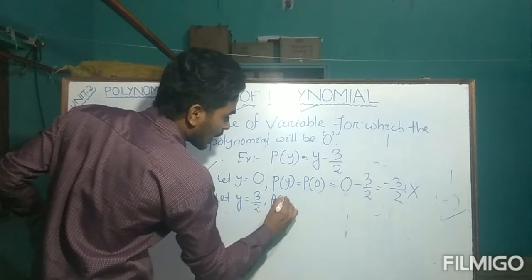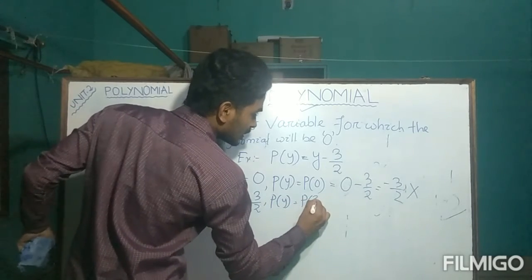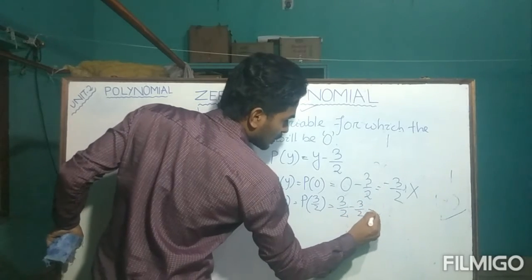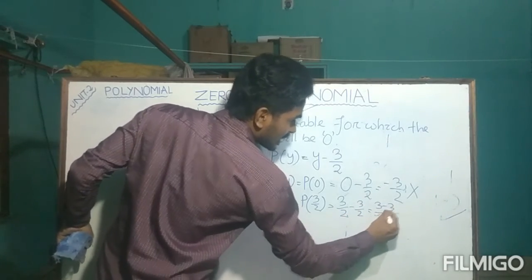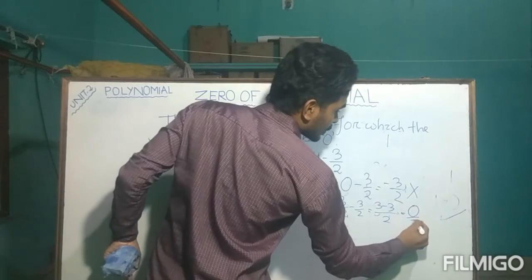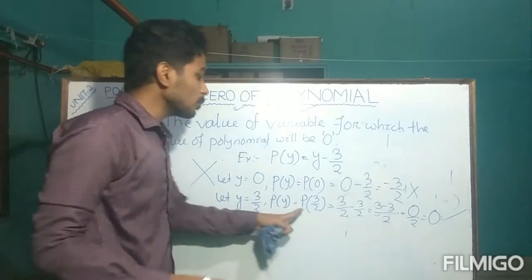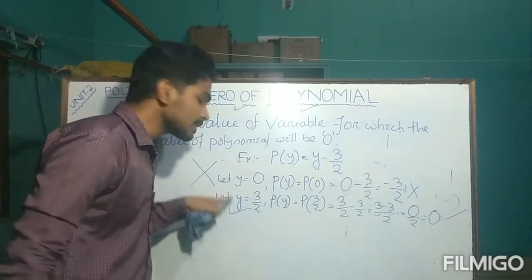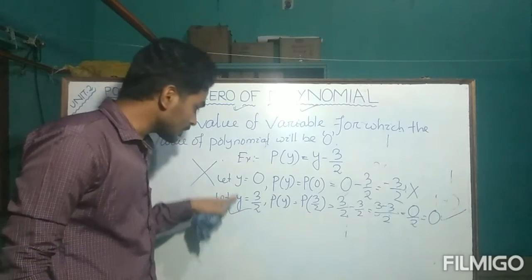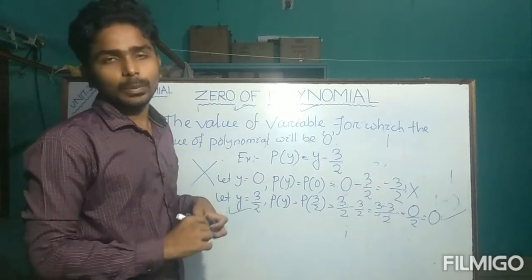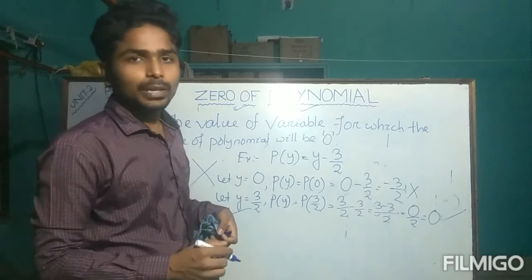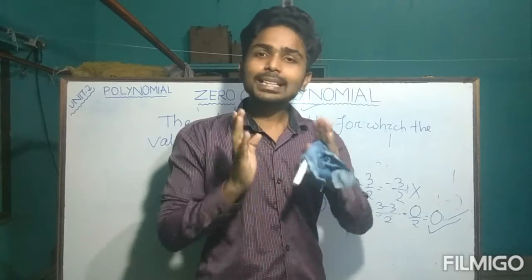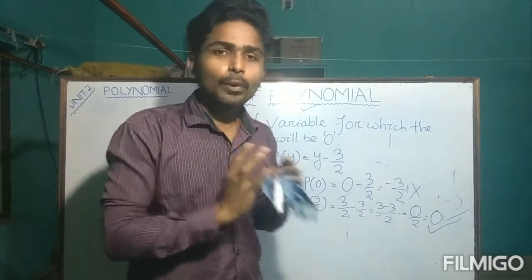Let y is equal to 3 by 2. So p of y will be how much? P of 3 by 2. In the place of y, put 3 by 2. 3 by 2 minus 3 by 2 will be how much? 3 minus 3 is 0, by 2 is equal to 0. Here we get the value of the polynomial to be 0 after putting y is equal to 3 by 2. This value is the root, or it is known as the 0 of the polynomial. Why? Because after putting y is equal to 3 by 2 we are getting the value of the polynomial to be 0. So we can easily define the 0 of a polynomial.